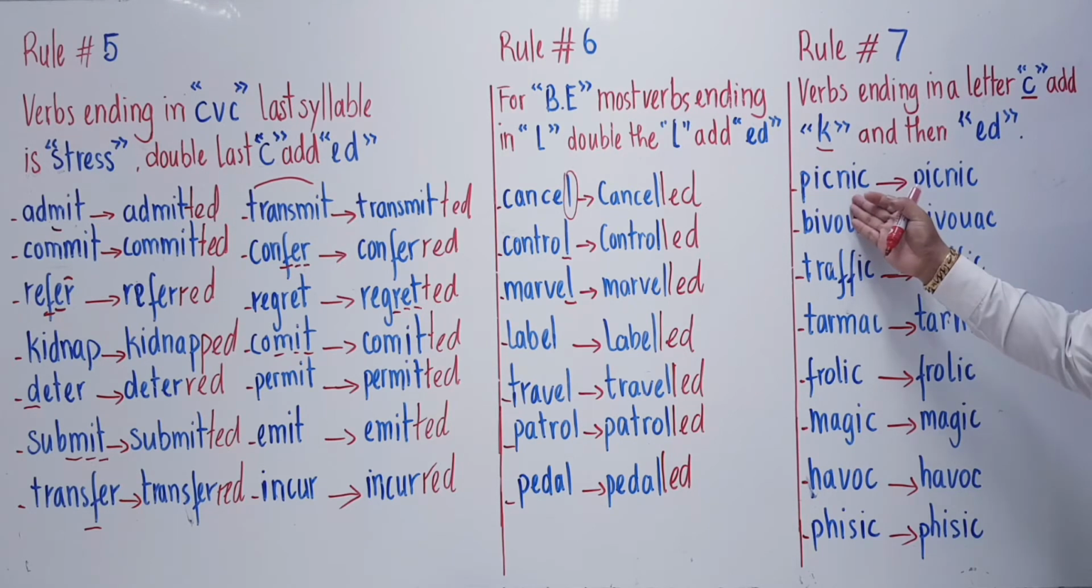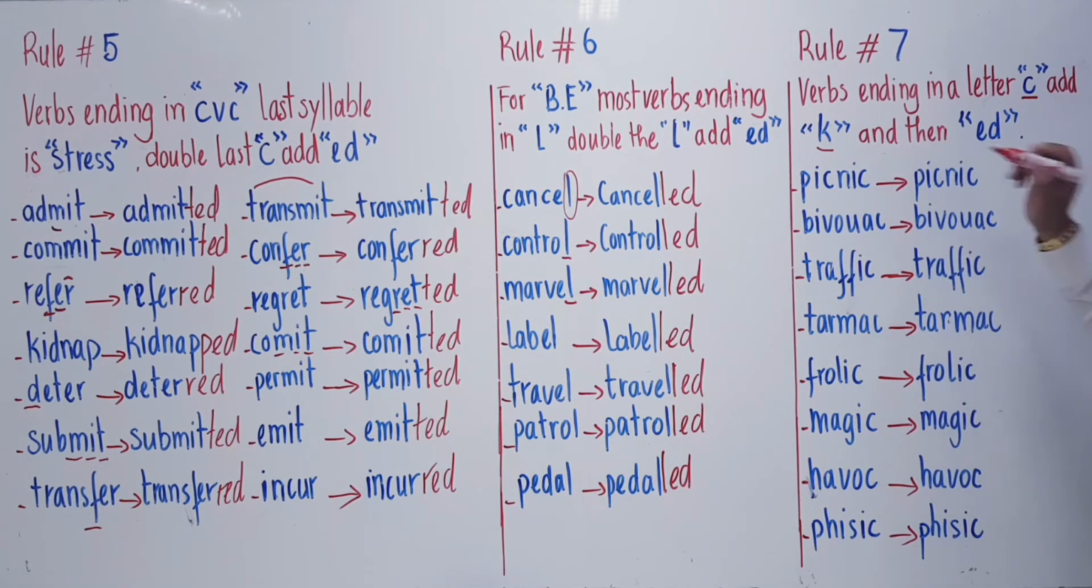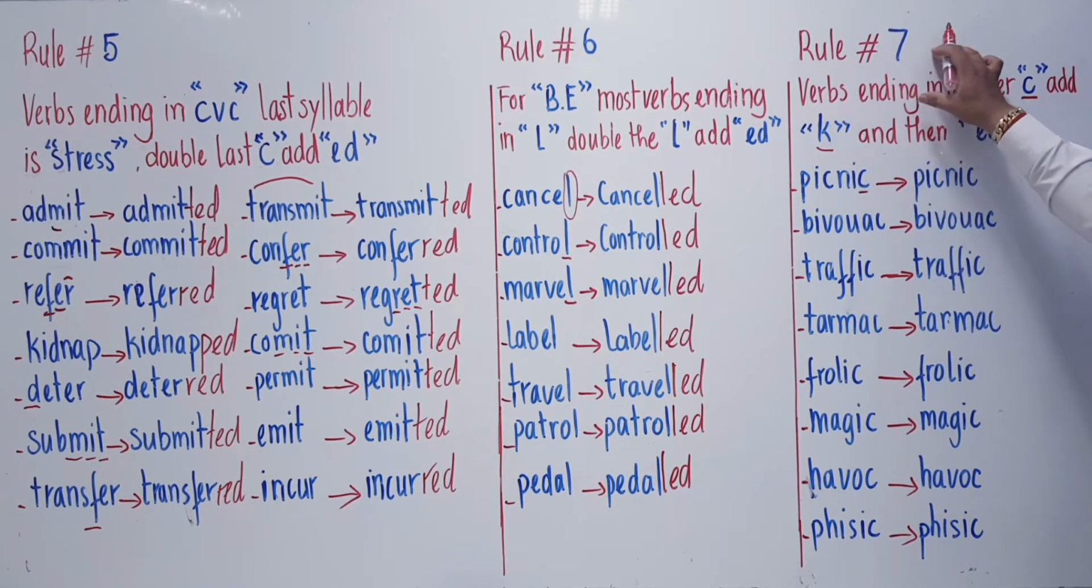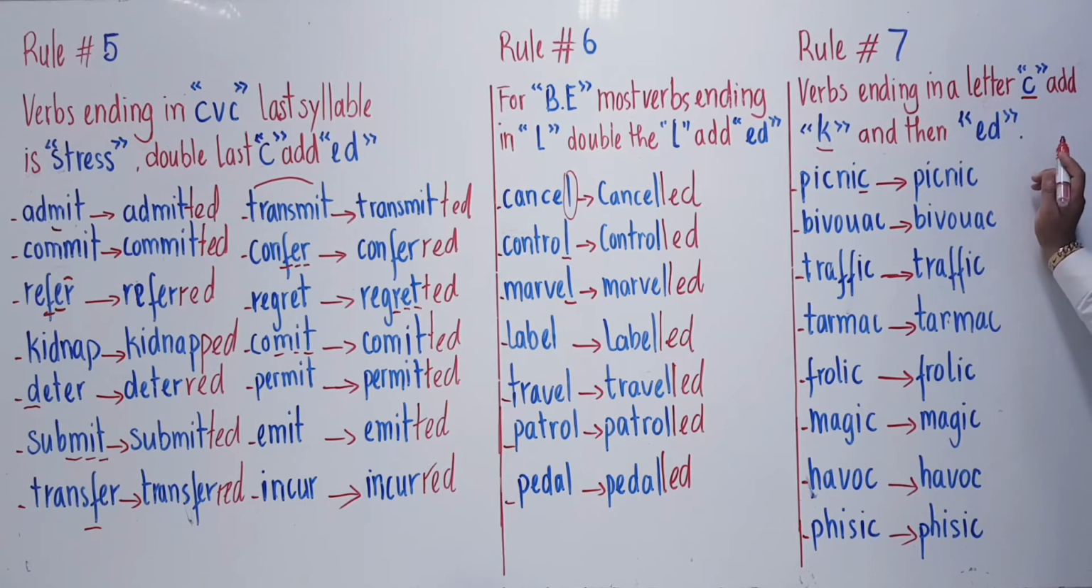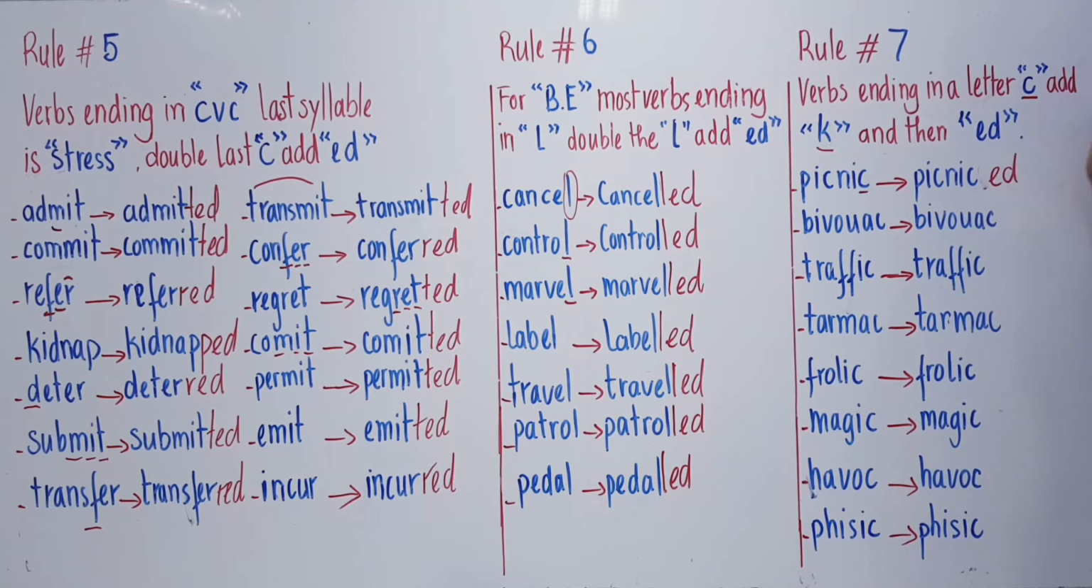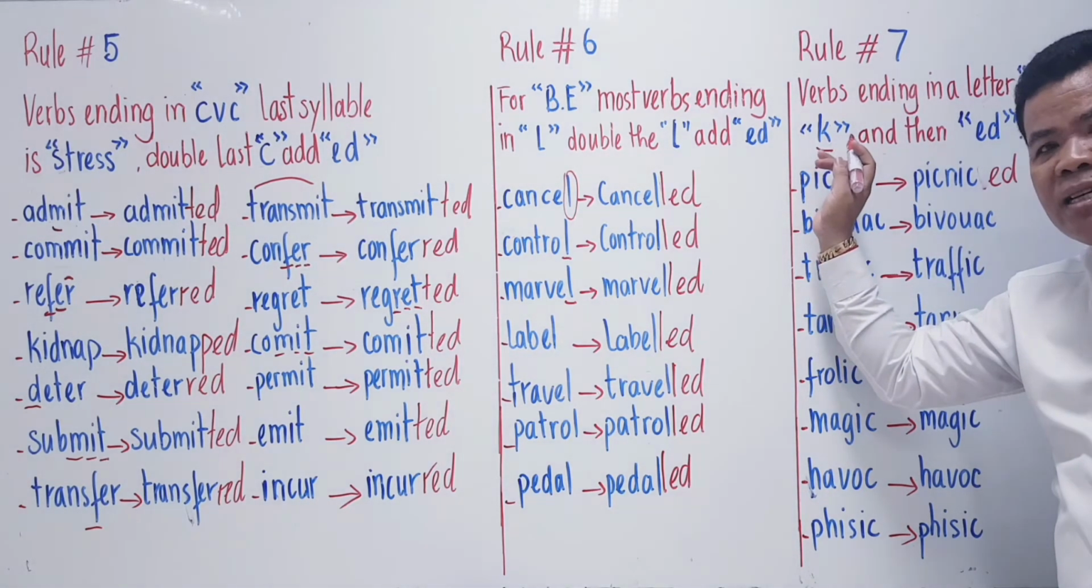Example, picnic. So what do you see at the end of the verb? Letter C. So when you see the letter C, rule number 7 says like that. So what are you going to do before adding ed? Do we add one more consonant? Or do we just add ed straight away to the verb picnic? Please see the rule. What does the rule say? The rule says most verbs ending in the letter C add letter K and then ed.